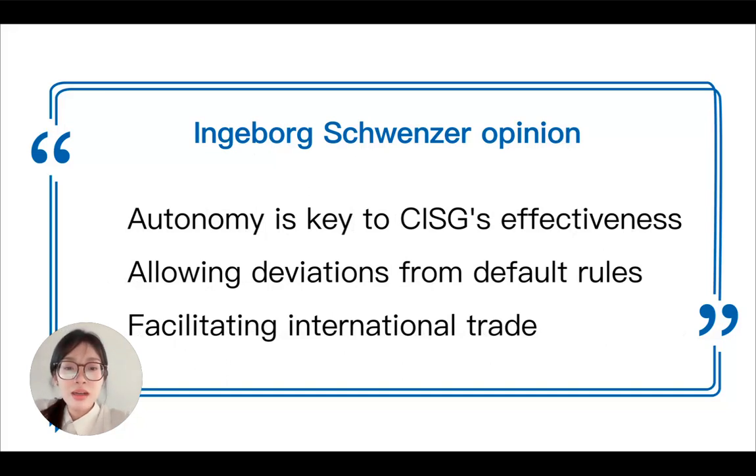Schlechtriem, in his commentary on the CISG, emphasized that the principle of party autonomy is fundamental for the convention's function. Spencer points out that by allowing parties to deviate from default rules, the CISG accommodates diverse legal systems and commercial partners, fostering international trade.